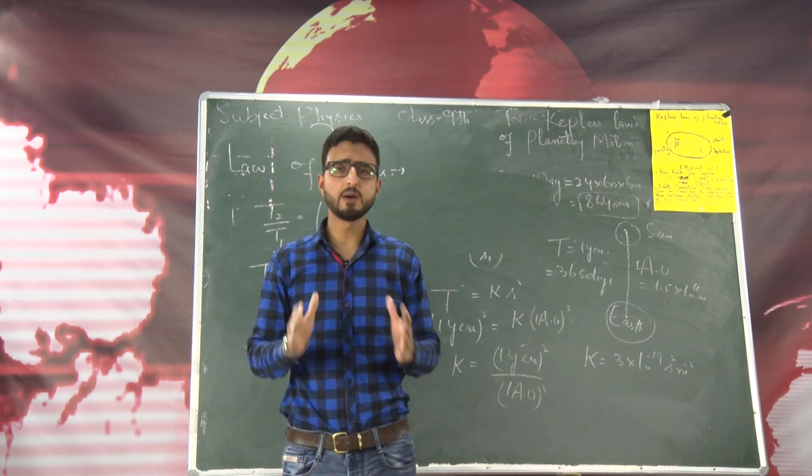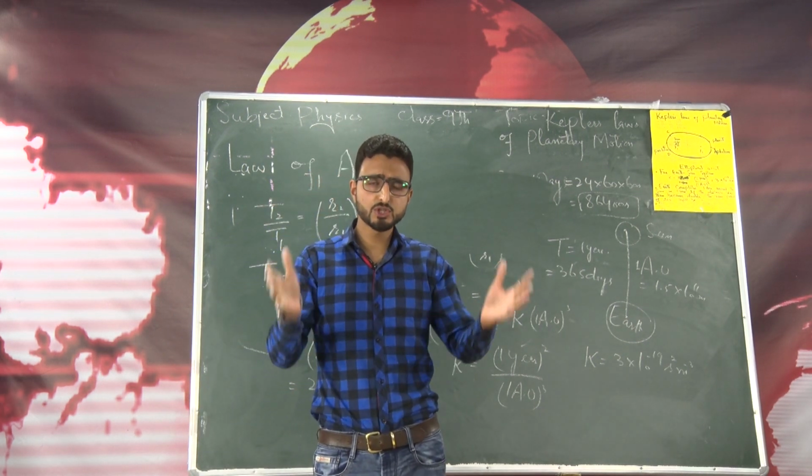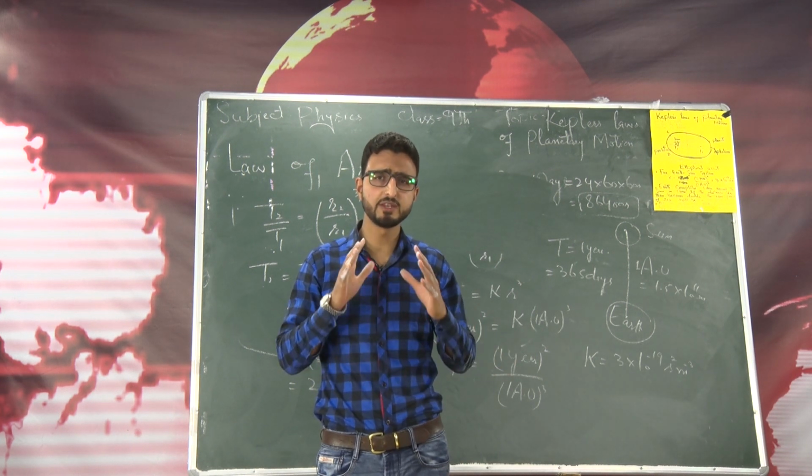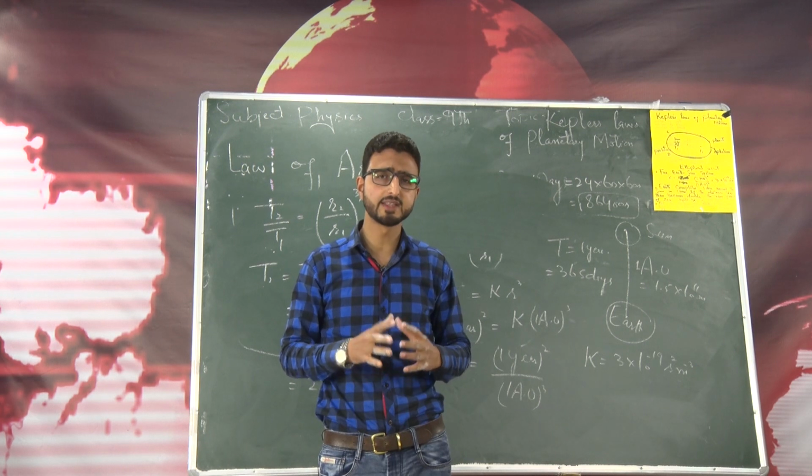So these were Kepler's laws of planetary motion, the historical background of the planetary motion, and the 3 laws of Kepler, and some of the numericals regarding the third law, that is Kepler's third law.